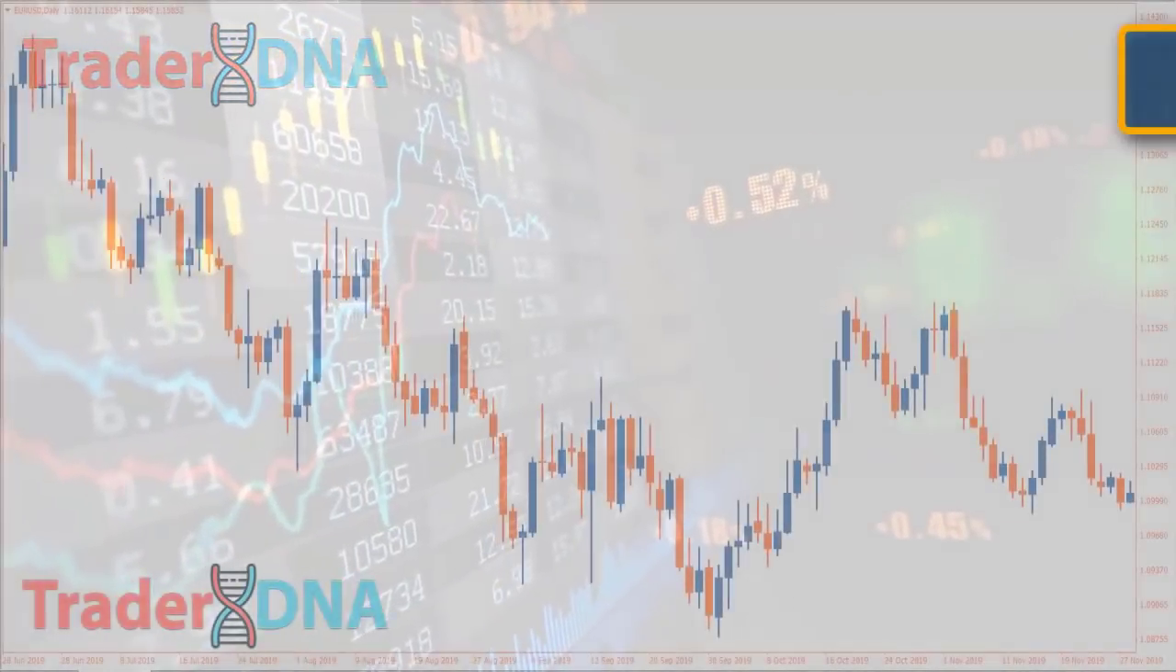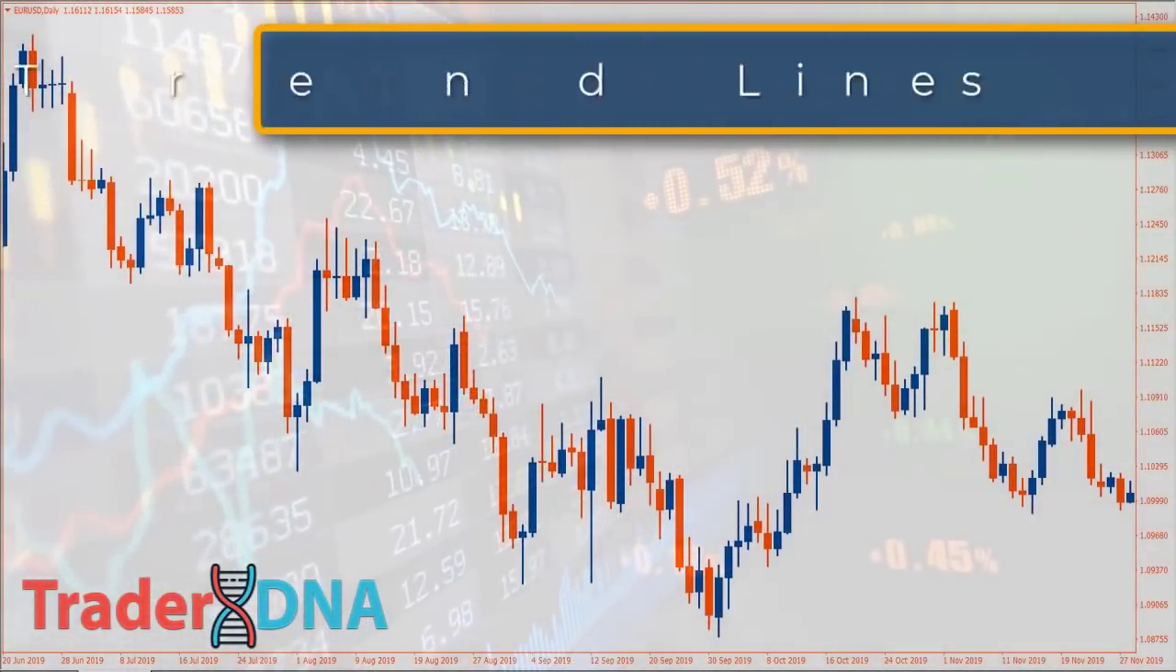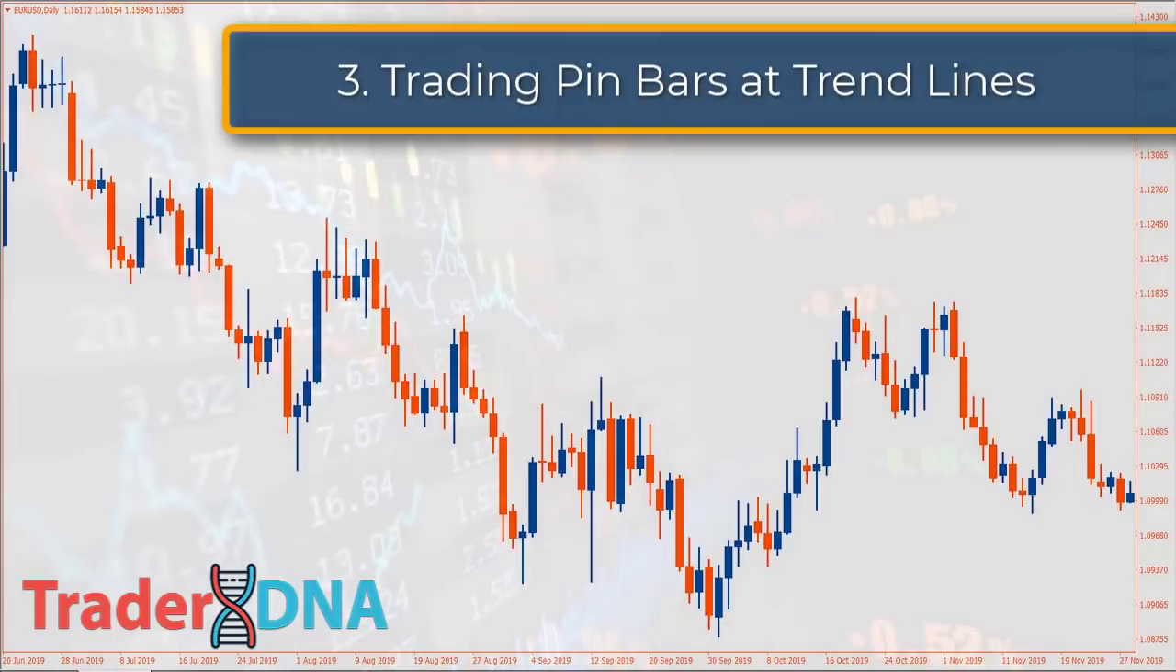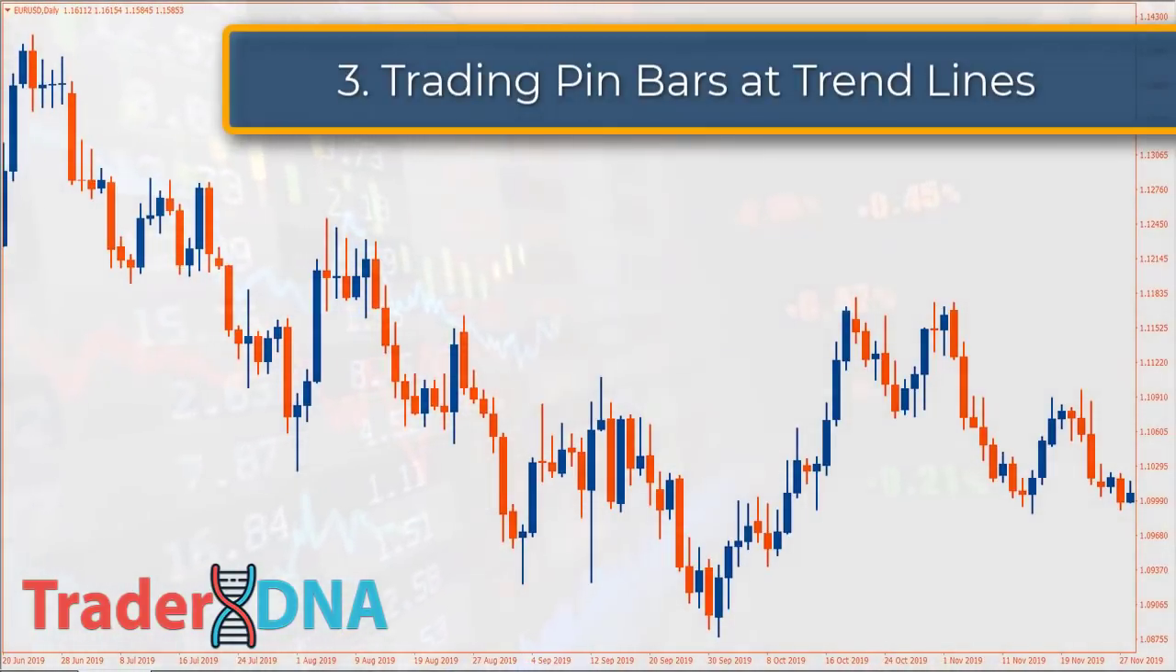System number 3. Trading pin bars at trend lines. This has been a staple price action trading system for decades now, providing high probability low risk entries into trending moves or big swings. It's extremely easy to trade too, and only requires you to follow 3 simple steps.